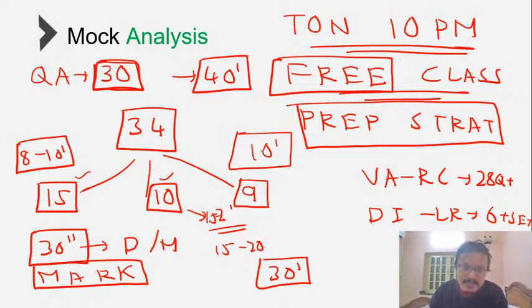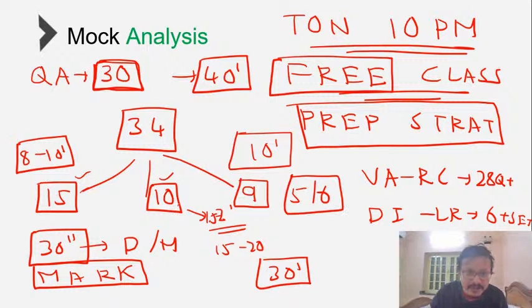In the last 10 minutes, out of these 9 questions, do whatever you can. If you are able to do 5, 6, fair enough. Remember, 15 plus 10 plus 5, 6 means 30 plus questions done. How much accuracy do you need? Get 5 wrong. I'm giving you a luxury of getting 5 wrong.